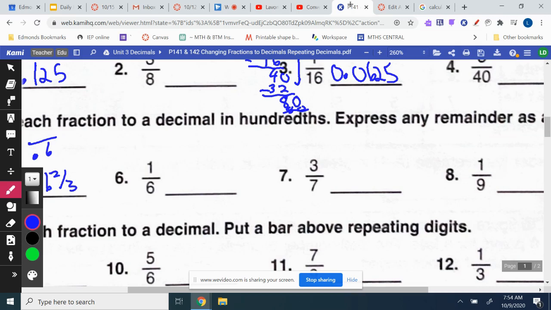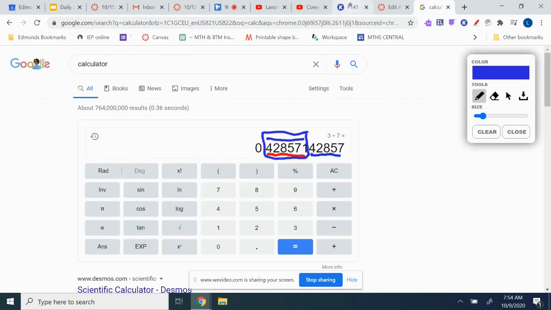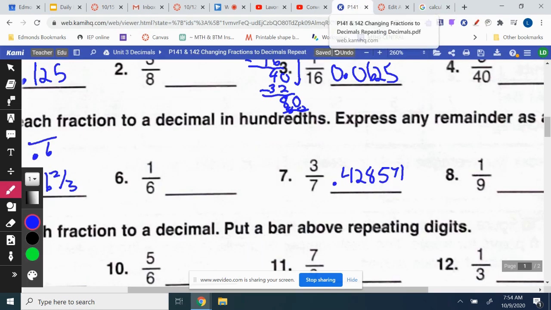This is 0.42857. I believe that was what it said. 42857. Yes. And that repeats. We're just going to leave it there because that one's really super messy. 7s are the messiest.